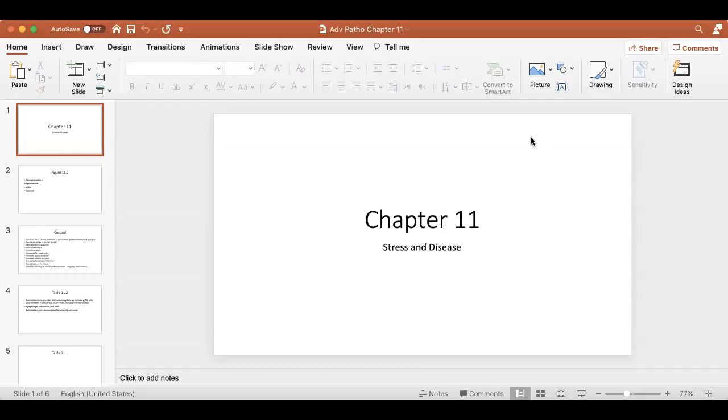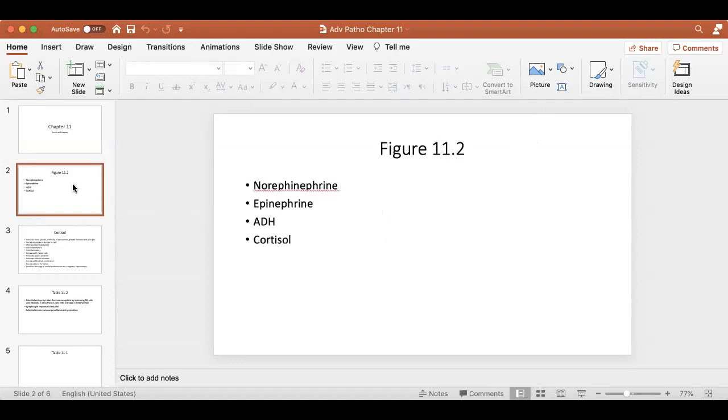Okay, so this is chapter 11, stress and disease. So we're going to start with figure 11.2, and we're going to look at a few hormones that are part of this stress response. So first, you can see at the top of the diagram, you have this stressor, which initiates the central nervous system.